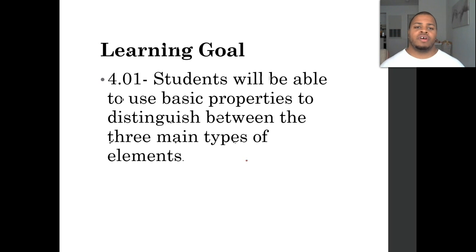Now, the learning goal for our first video is going to be: students will be able to use basic properties to distinguish between the three main types of elements. We started talking about these a little bit before, and this is why I had you color your periodic table. Now, as I was saying before, we're going to use our periodic table, and this is just going to give us a little bit more properties of our three main types of elements.